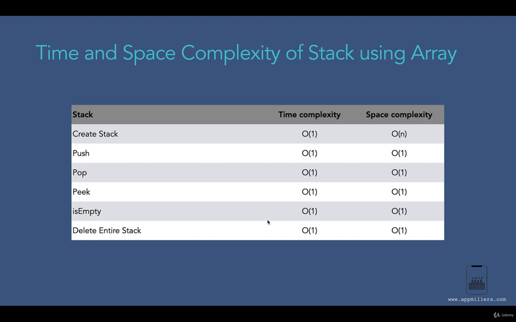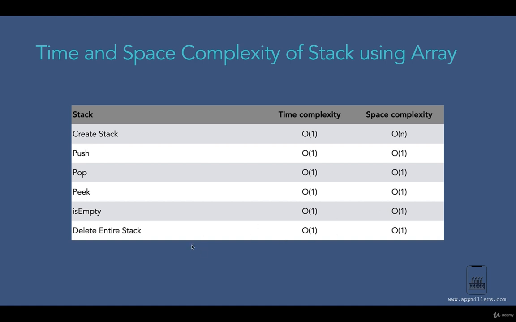Now the next method is isEmpty method. By using isEmpty method, we are checking whether the stack is empty or not. If the stack is empty, we are going to return true. Otherwise, we are returning false. So that's why it takes O(1) time complexity. The space complexity similarly is O(1) because extra memory is not required to perform this operation.